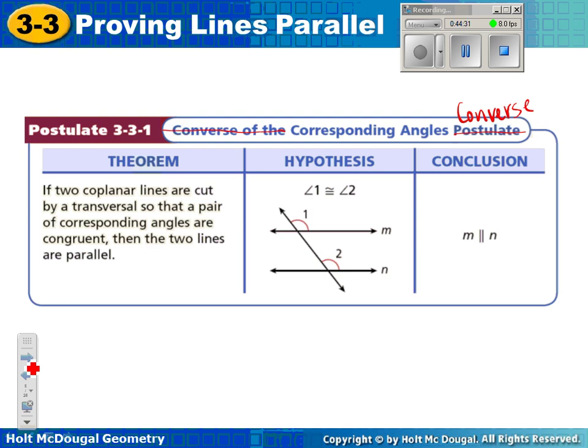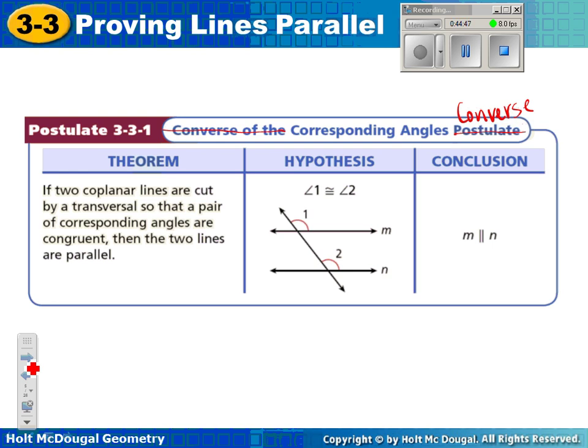So when I write my answers, I usually write it this way, corresponding angles converse. If you do that, that's fine with me. I'm not going to count off. If you write converse of the corresponding angles postulate, that's totally fine too. Okay? So I'll end up doing that a lot.